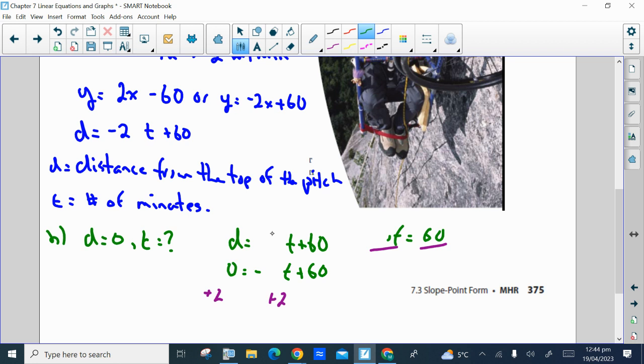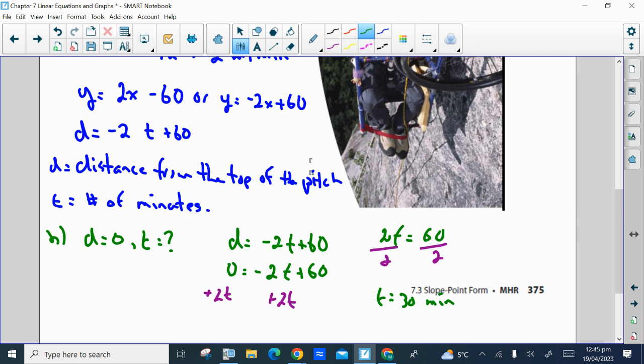So it just should have been negative 2T plus 60. So now we're going to add 2T to both sides. And that'll give us 2T on the left equaling 60, and we'll divide both sides by 2. And that'll give us T equals 30 minutes. So that's how long it would take to climb that entire first pitch.